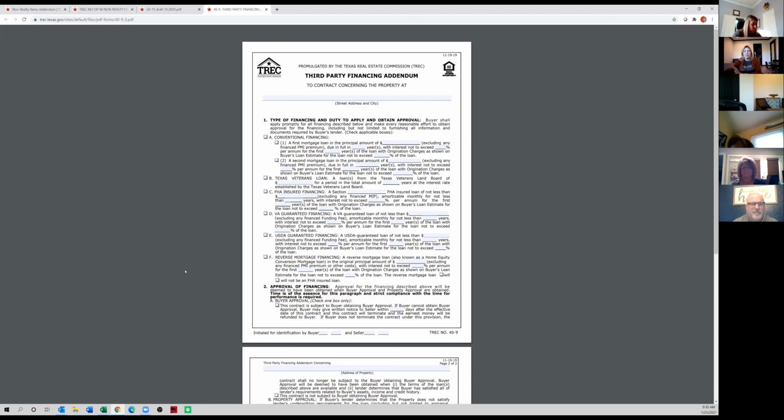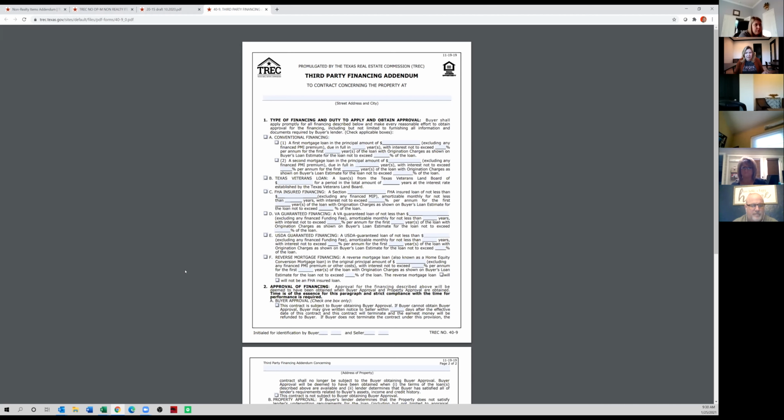What this is talking about is this is saying that they are getting approval for financing. And so this first paragraph says, hey, I am going to try to get approval for this. Now, what y'all should be thinking is like, well, didn't they already do that? Isn't that why we have that pre-qual letter? Isn't that why we have that pre-approval letter already?